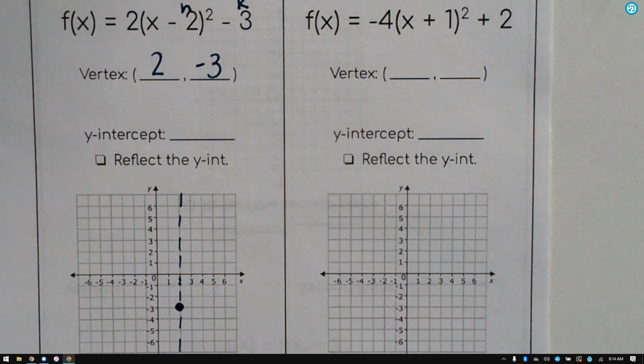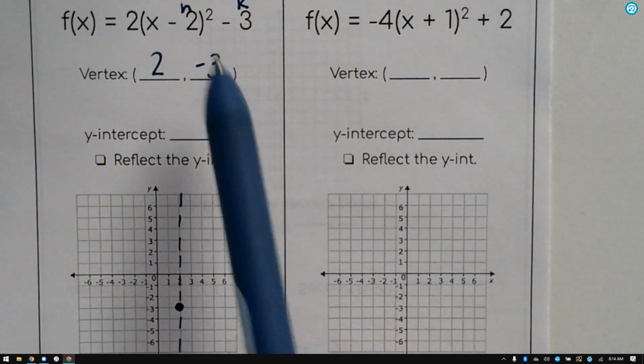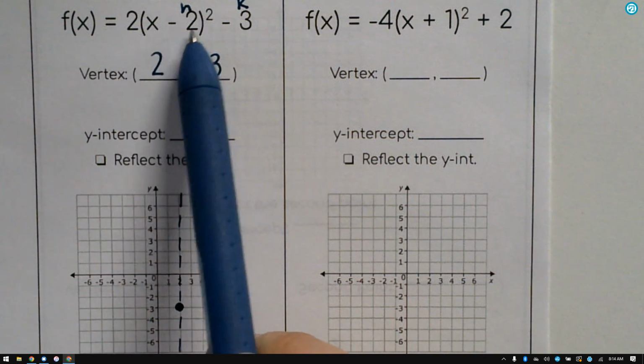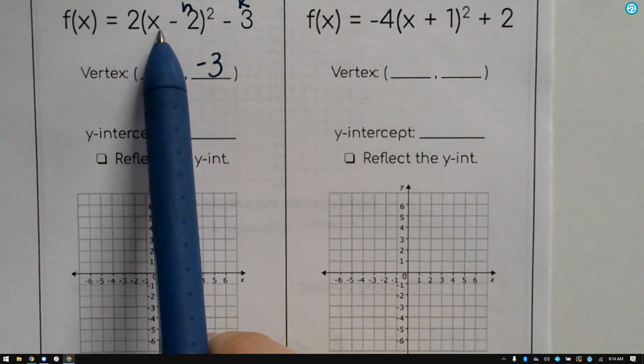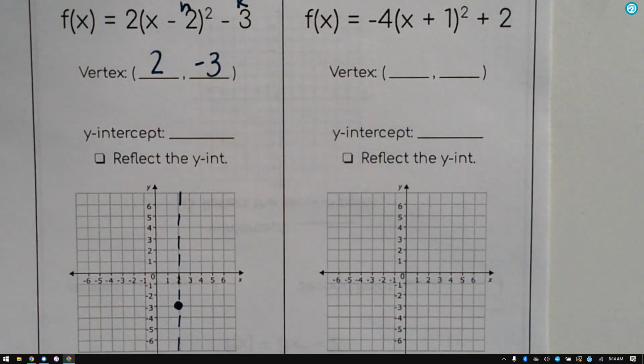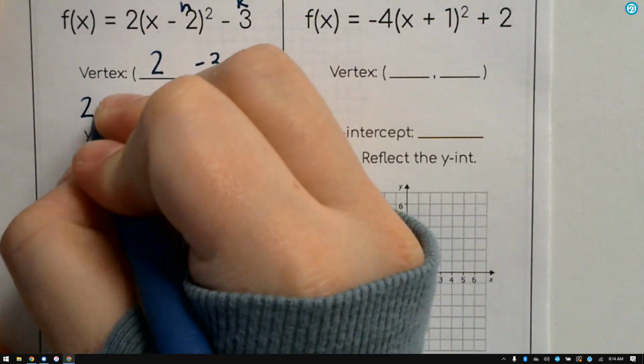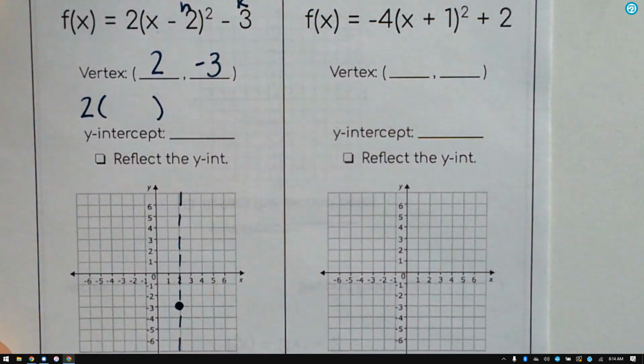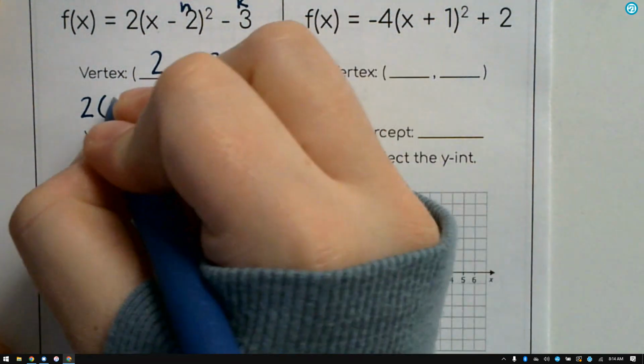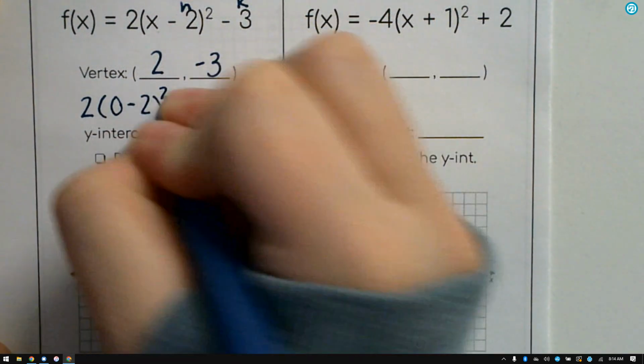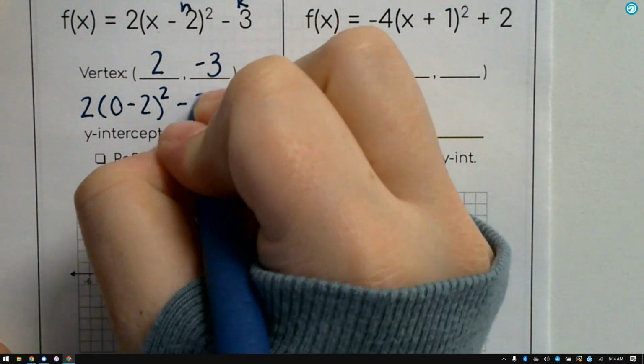Okay. And then from there, we are ready to find our y-intercept. So we are going to plug in 0 for x. So instead of 2 times (x minus 2) squared minus 3, we're going to replace that x right there with the 0. So it'll look like this: 2 times (0 minus 2) in parentheses squared minus 3.